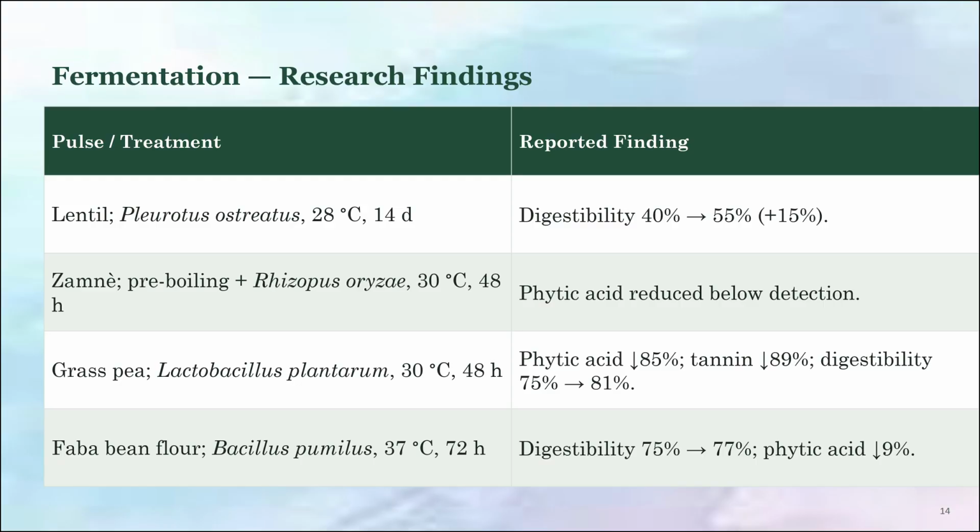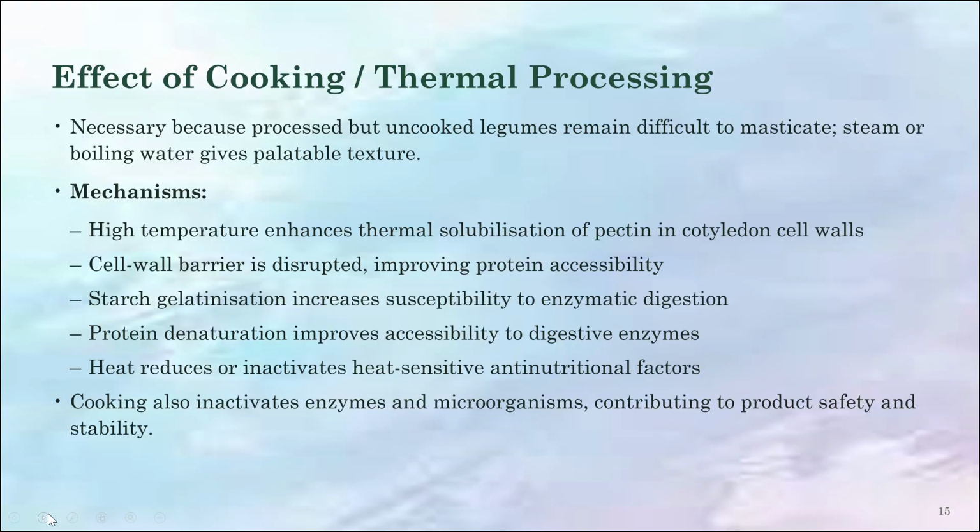And for grass pea, along with Lactobacillus plantarum at 30 degrees Celsius for 48 hours, the phytic acid has been reduced, and the tannin has been reduced. The digestibility has been increased about 6%. And the faba bean flour along with Bacillus pumilus at 37 degrees Celsius for 72 hours increases the digestibility to about 78% and decreases the phytic acid content below 9%.